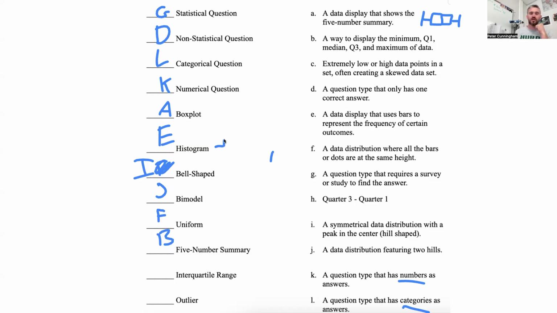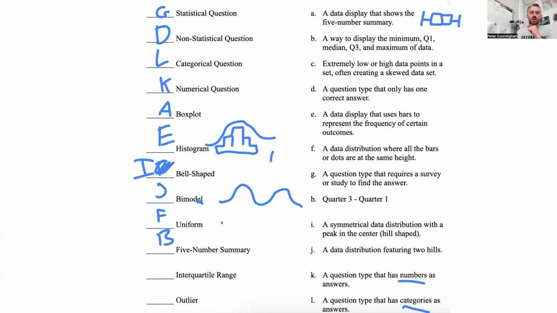Histograms are those bar graph looking things that we've been doing. A histogram is slightly different than a bar graph, but it sure does look like one, right? And the histogram I just drew is bell-shaped, as letter I indicates there. Okay, bimodal: a key part of that word is the prefix bi. Bicycle has 2 wheels. Bimodal has 2 bells or 2 hills, as it says in the definition there for letter J.